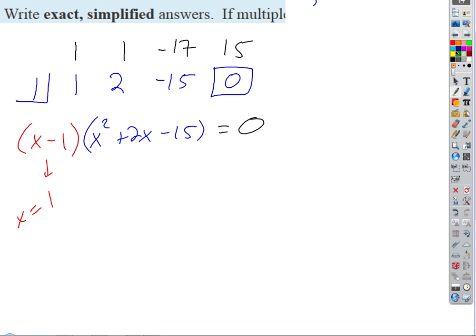So what are our options? Magic numbers or the quadratic formula. Or I guess we could complete the square, but we haven't done that in a while. Yeah, so we get x plus 5, x minus 3. So what are our zeros?